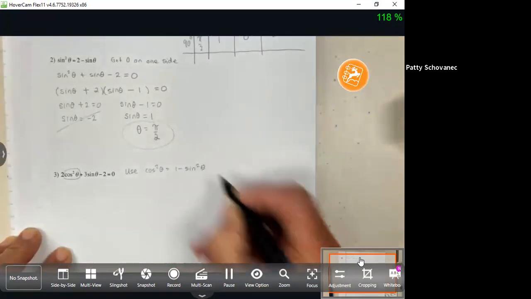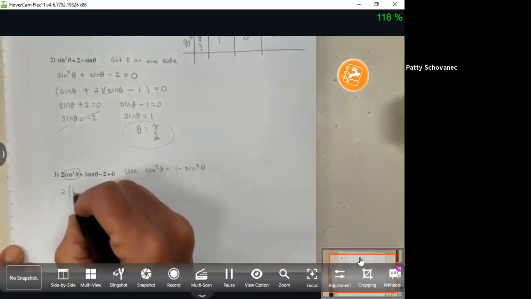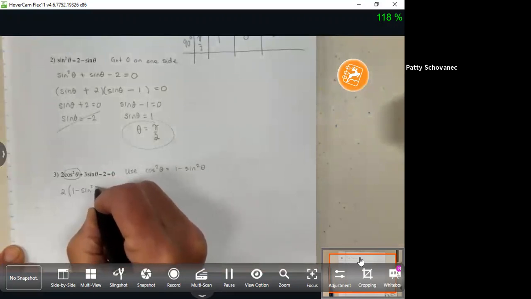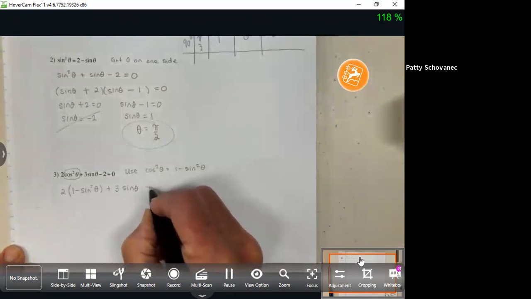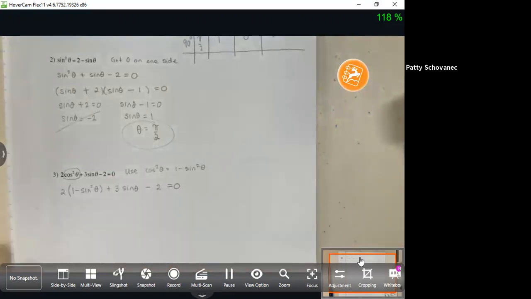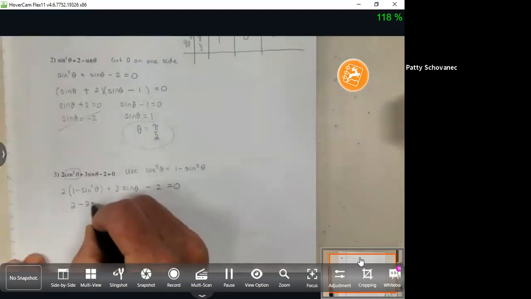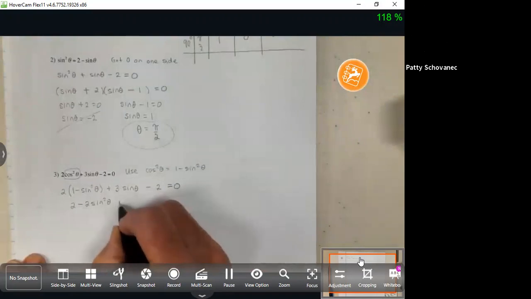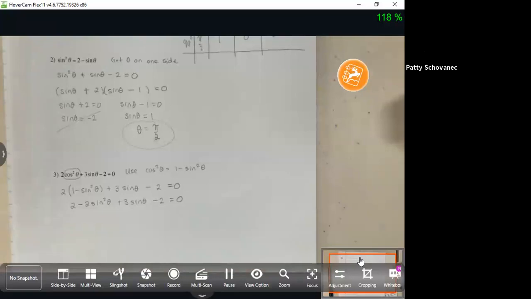And then we're going to see if we can factor it after I simplify for a bit. So I'm going to have 2 times 1 minus the sine squared of theta plus 3 times the sine of theta minus 2 is equal to 0. I'm going to distribute the 2 through the first parentheses: 2 minus 2 sine squared theta plus 3 sine theta minus 2 is 0.